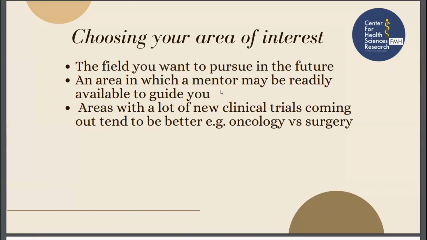So you must have found out your area of interest to some extent. Choosing your area of interest is basically whether you want to write on the anatomy of a particular topic, or on the biochemistry or the physiology of the topic. So the second step is the field you want to pursue in future. This is the most important step.